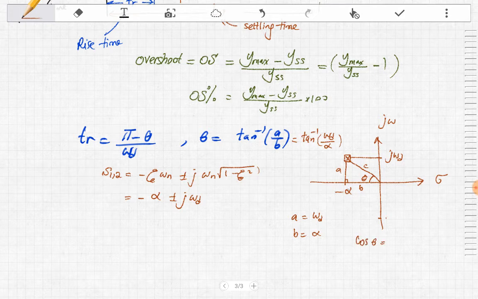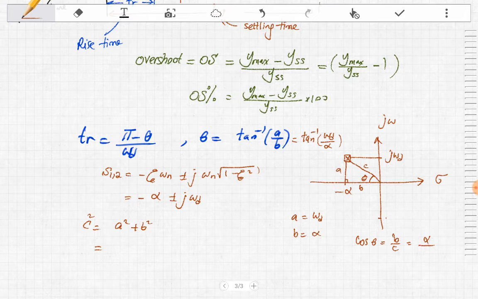Cosine theta is equal to the adjacent over the hypotenuse, right? So it's B over C. What's B? Alpha. What's C? Exactly. But let's find C. That's a very interesting thing. C is the hypotenuse, so C squared equals A squared plus B squared, right? That's your C squared. Then you find the square root.